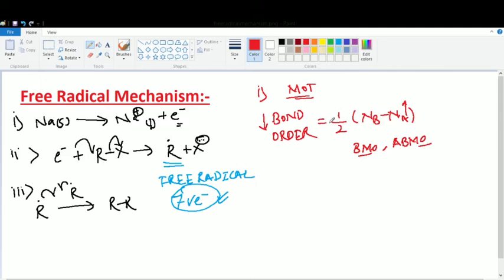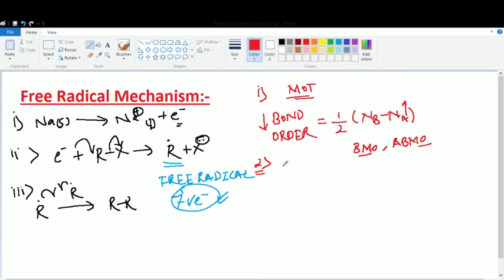Now the second thing is that the anti-bonding molecular orbital, ABMO, must be vacant. Otherwise, it won't take the upcoming electrons. So that's why attack always happens into the anti-bond.